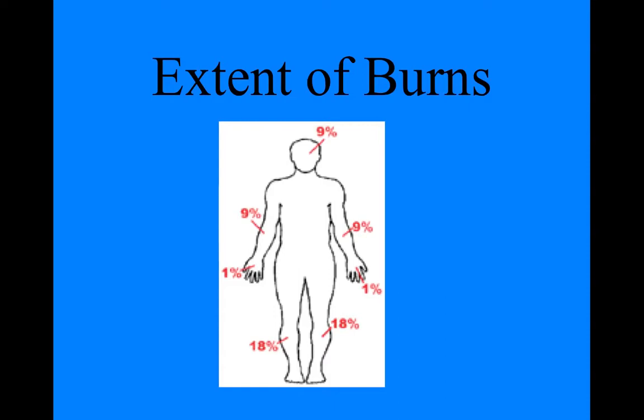This particular picture shows the hand's worth 1%. So, anyway, if somebody was burnt over both legs, from the waist down, we would estimate it to be probably like a 36 to 40% body burn. That would give you an example of how to do that.